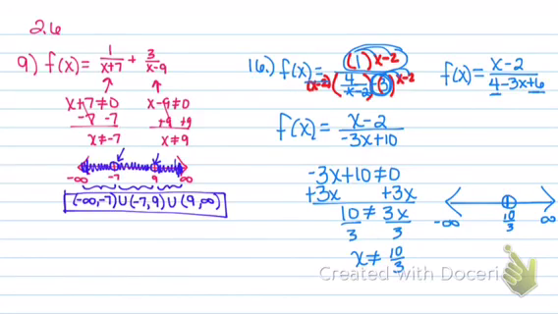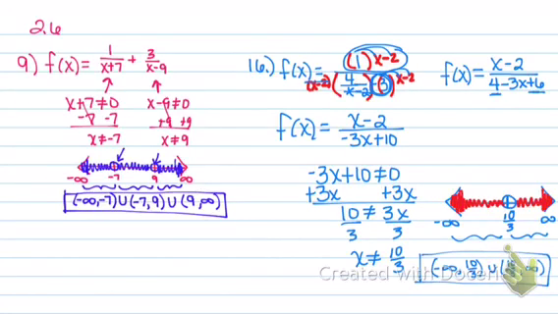So if it can't equal 10/3, that means it can equal everything else. And so I can see here on my number line that I have two different intervals, this one here and this one here. So it's going to go from negative infinity to 10/3 with a parenthesis because it's not included. And then we're going to start again at 10/3, not included, and go to positive infinity. And so there's our domain for this one. All right, let's look at a couple more. So what about number 20? How about 19?